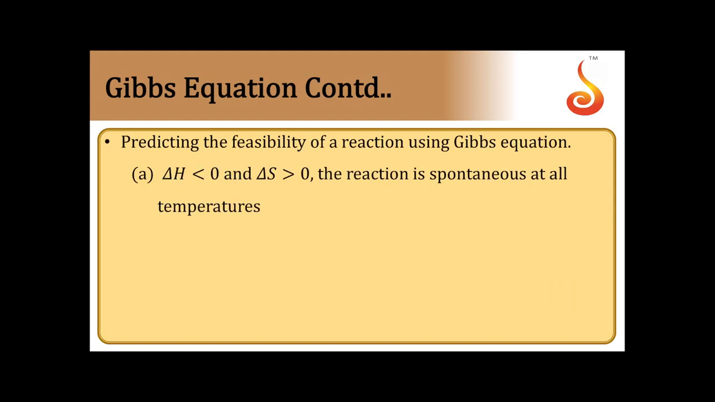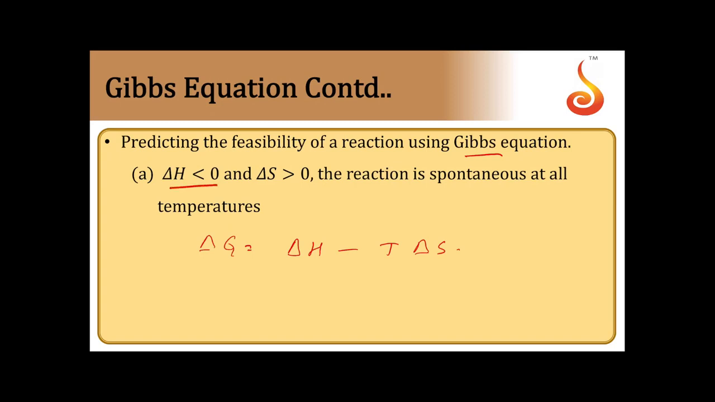Then, Gibbs equation: predicting the feasibility of a reaction using the Gibbs equation. Delta G is given by delta H minus T delta S. So delta G must be negative for a process to be spontaneous.